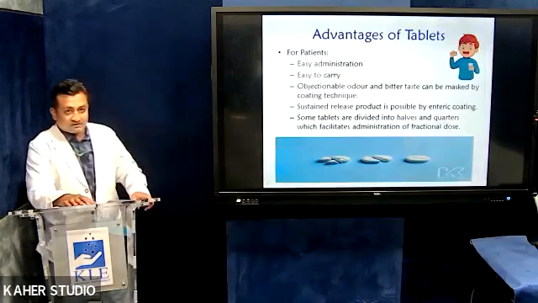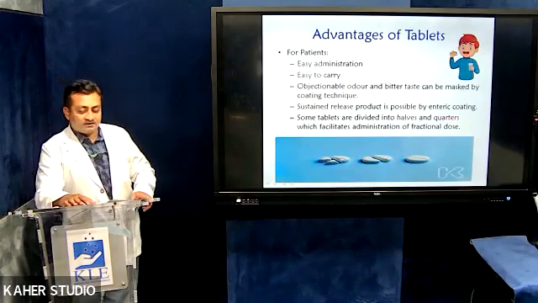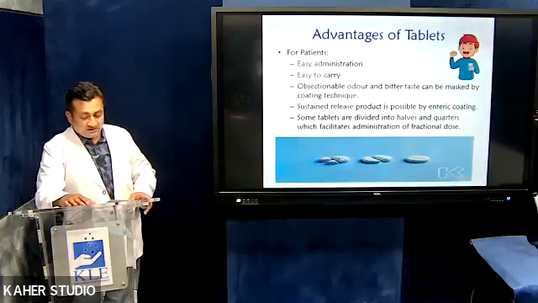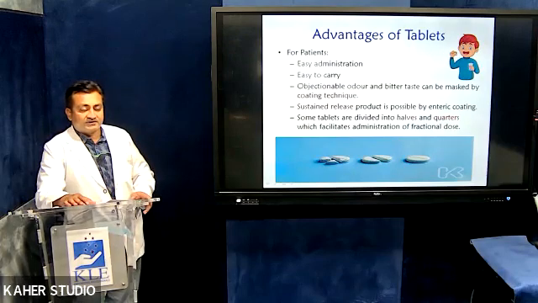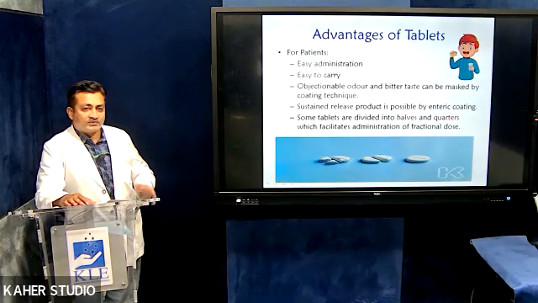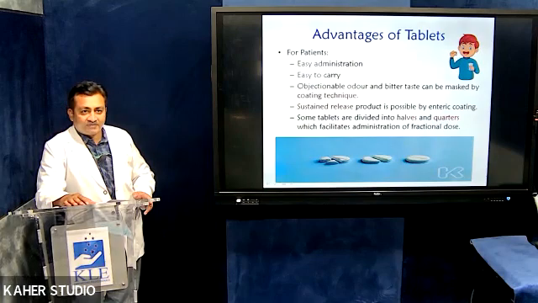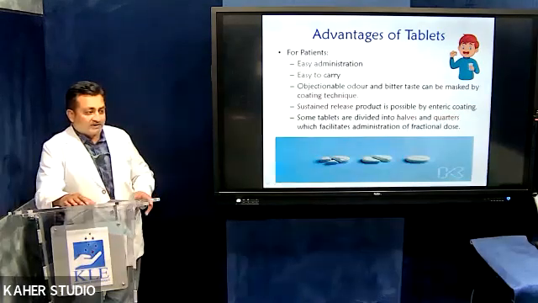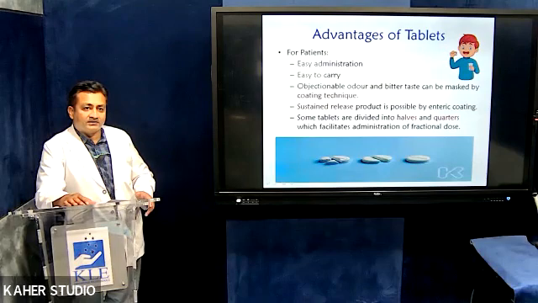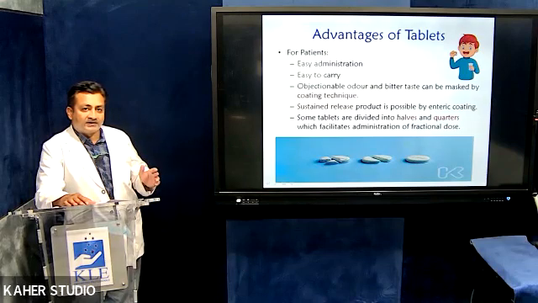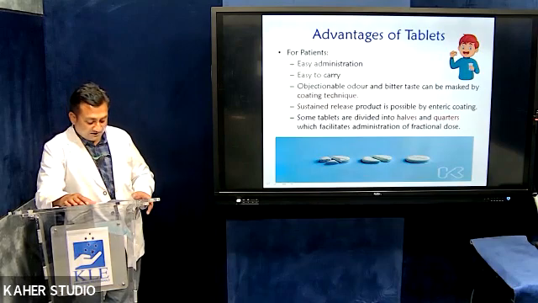Next, what are the advantages of tablets? From the patient's point of view, it is easy to administer, which means a patient can take the tablet on his own, as per the dose or as per the requirement. It is easy to carry. A patient can carry 2 or 3 tablets wherever and whenever he requires, and he can take the tablet.